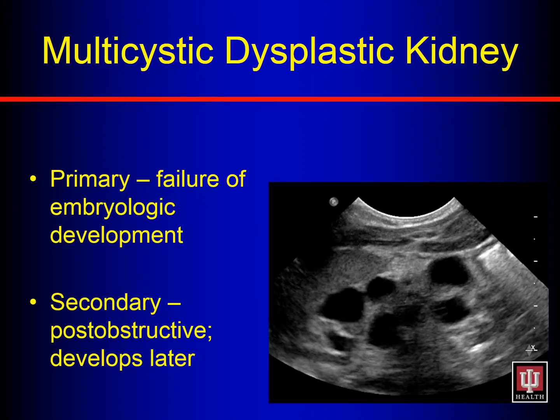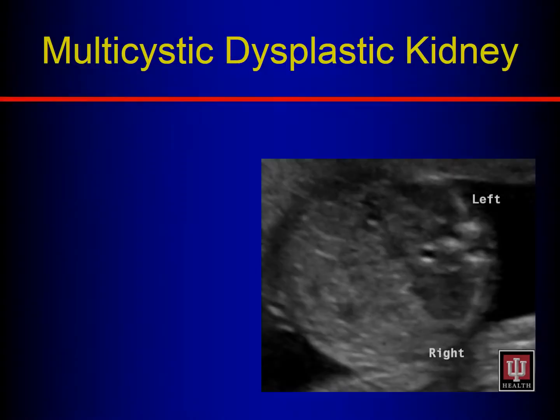But there's also a secondary type of MCDK, which is due to a focal obstruction that occurs somewhere in the urinary tract. It can occur anywhere, although we talk probably most frequently about a ureteropelvic junction obstruction. And over time, as urine is unable to empty, there are consequences to chronic obstruction, and you begin to get dysplastic changes of the kidney. And the final appearance of both primary and secondary MCDK can be identical.